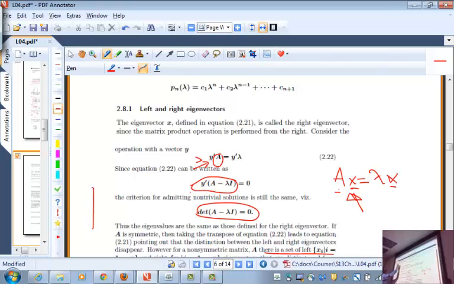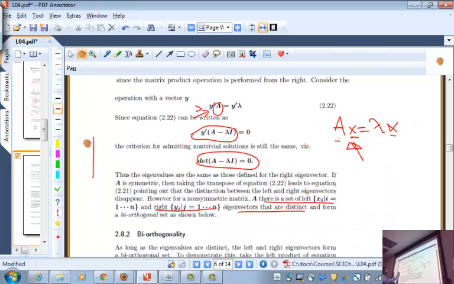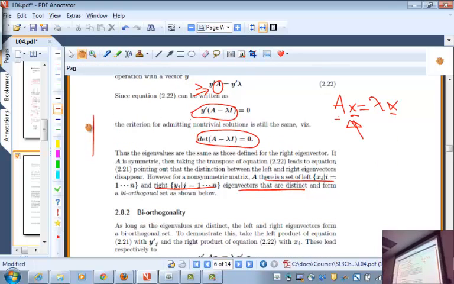Questions? Yeah. So the differences between corresponding left and right eigenvectors which come from the same eigenvalue, is it some kind of scalar multiple? No, it's not a scalar multiple. It's obtained by a different operation. One is obtained by multiplying the vector on the right side of A. The other is obtained by multiplying A from the left side, with the vector on the left side.